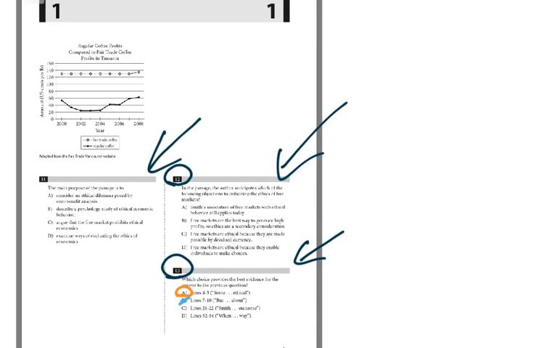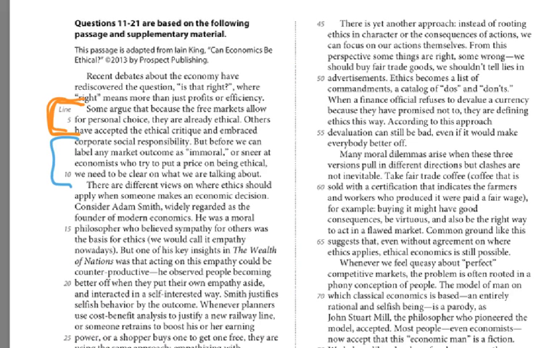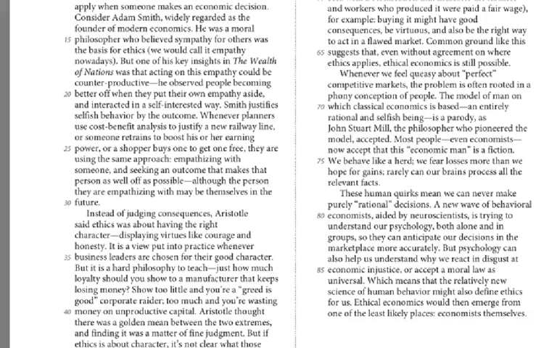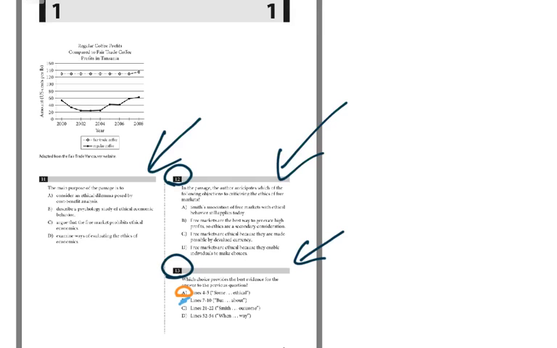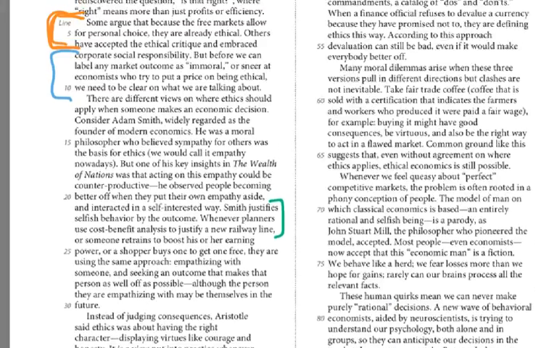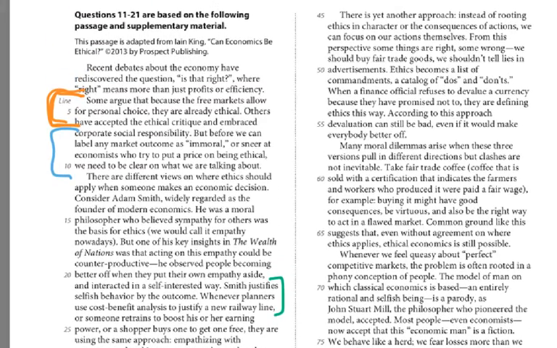Okay, let's look at 21 and 22. I gotta zoom in a little bit. 21, 22. We'll do that in green. Smith justifies selfish behavior by the outcome. Okay, well that's not an objection, so we know that that's wrong. And the last one, line 52 to 54. Oops, that's line 52. There's 52. Okay.